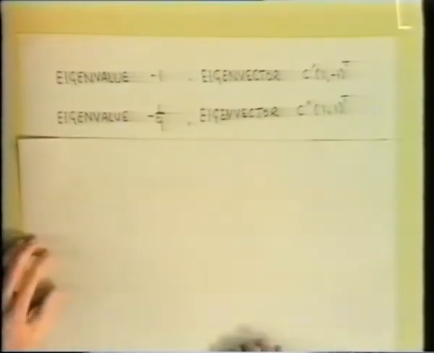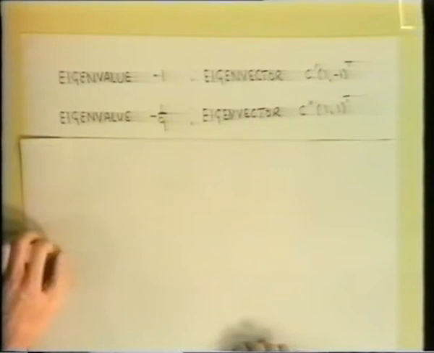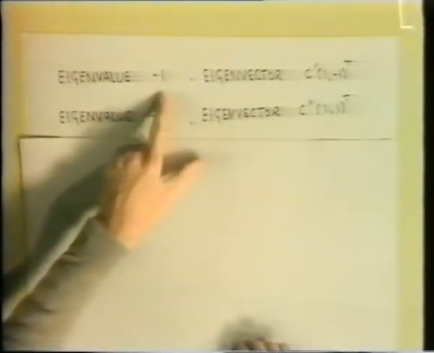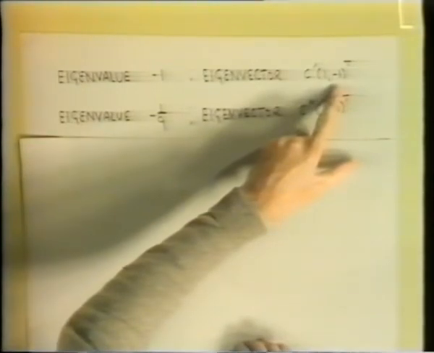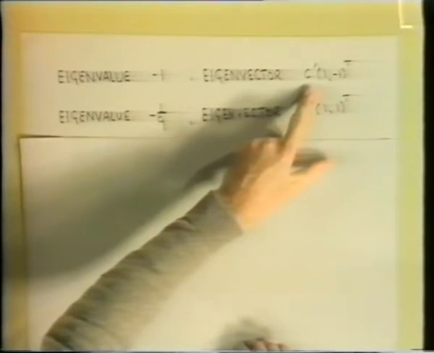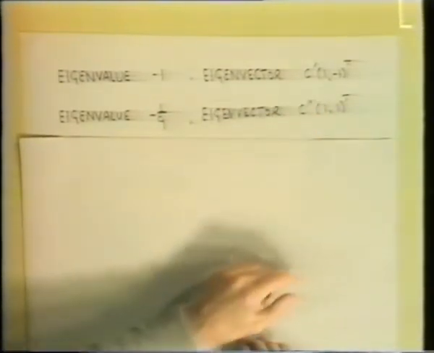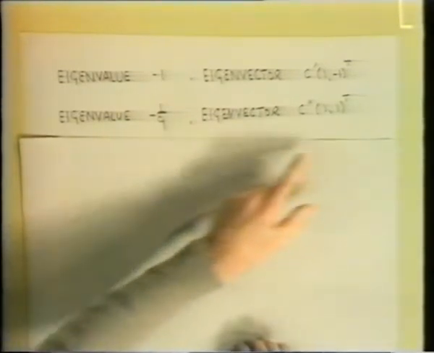The eigenvalues are -1 and -1/9. Corresponding to eigenvalue -1 is the eigenvector (1, -1). And I could multiply it by any constant, and it would still be an eigenvector. For the eigenvalue -1/9, the eigenvector is (1, 1).